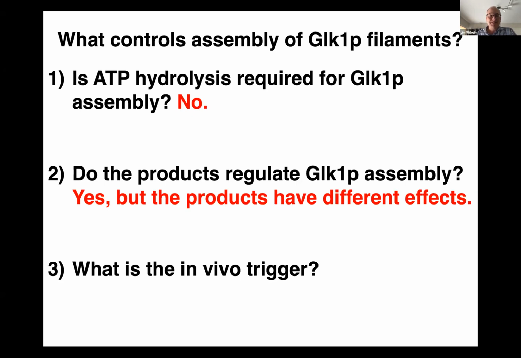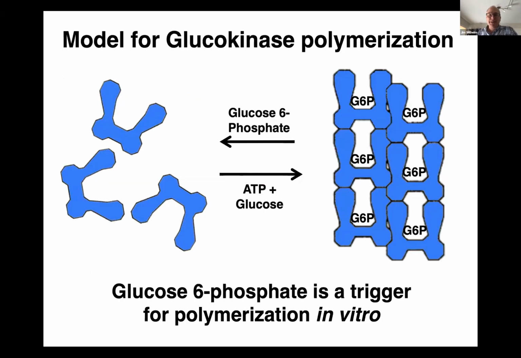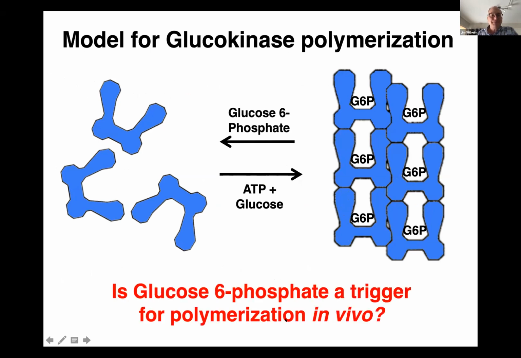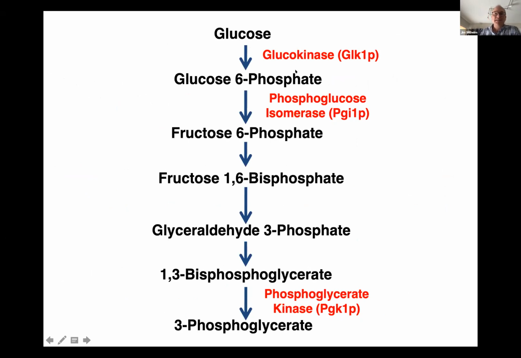So while it came out as a positive hit in our screen, and it clearly can polymerize, the regulation of the polymerization is drastically altered by GFP or HA tags or other kinds of tags. So we had to go back and develop new ways to use immunofluorescence to track what the actual in vivo triggers are. What we started with was examining whether glucose 6-phosphate is the trigger in vivo as it is in vitro. And so here's glycolysis, the bane of many undergraduates' existence.